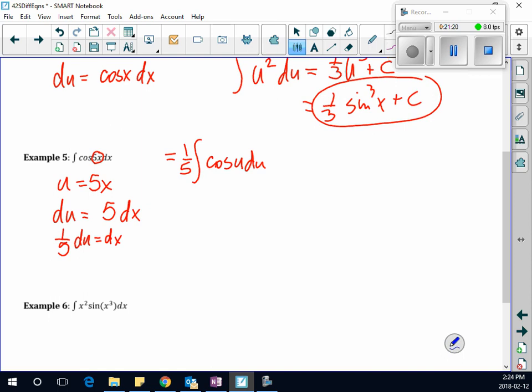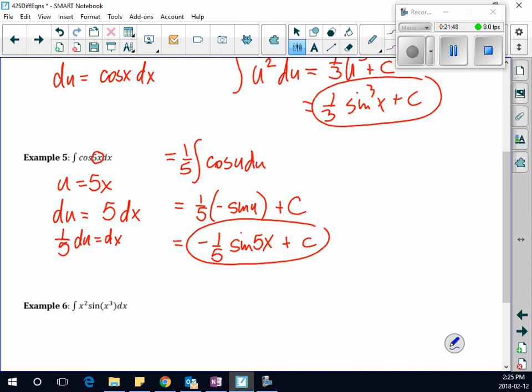So what's the integral of cos u? Yeah, minus sine u plus c. So then what's this going to become? Negative 1/5 sine of 5x plus c. And does everybody understand that at any point in time, you can actually just find the derivative of this, right, and see if you get the original? Think about this for a second.